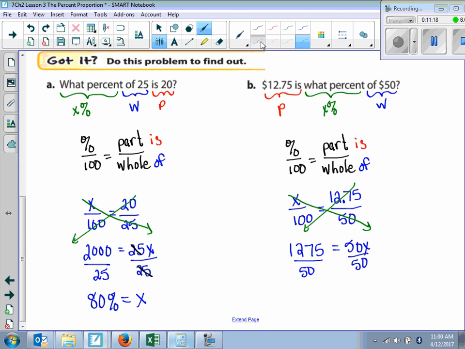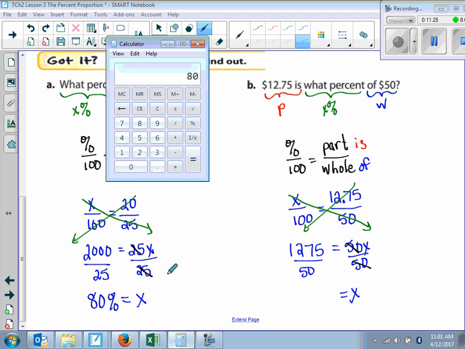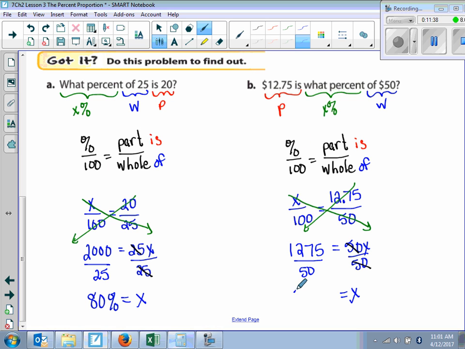And then we're going to divide by 50 on both sides to get the x by itself. So over here, those 50s will cancel. And x is equal to? 25.5%. What is it? 25.5%. Very good. And don't forget, 25.5. Make sure you label with your percent.